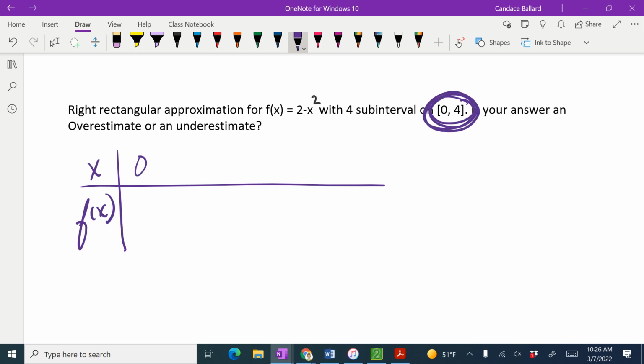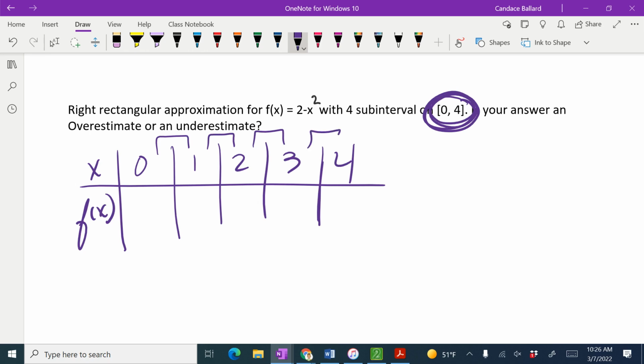So I'm going to go 0 to 4. And notice it's 4 subintervals on 0 to 4. That means probably a width of 1 on all of them. So 1, 2, 3, 4. It doesn't hurt to just double check. I've got 1, 2, 3, 4. Okay, so I know I've got the right amount.